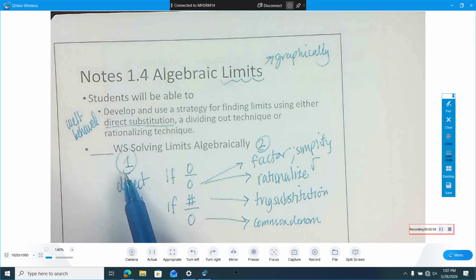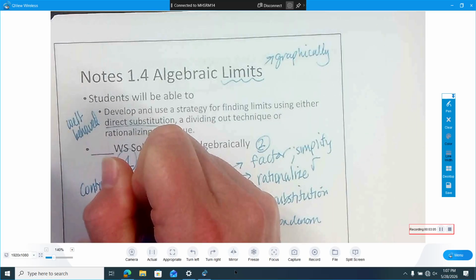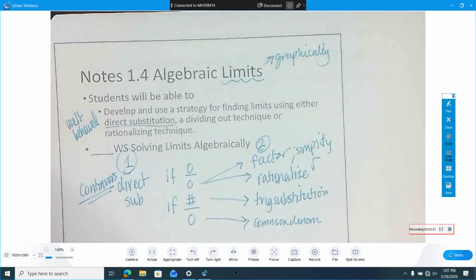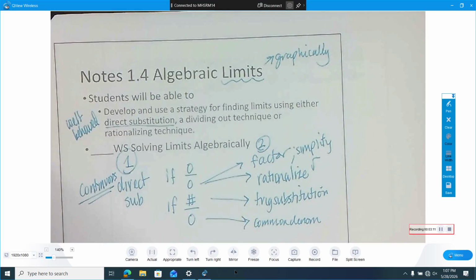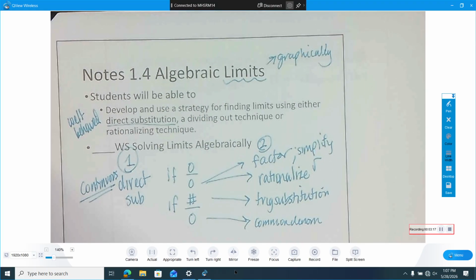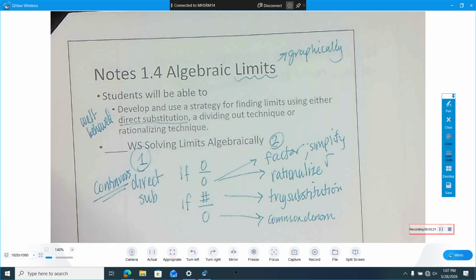And again, limits is great if it's a nice continuous function, we can do direct substitution. But if something weird happens, we know we're going to have to do some extra stuff. So I kind of want to just skip this first slide, and we're going to come back to it at the end.